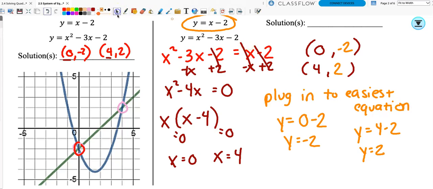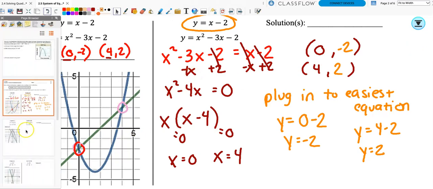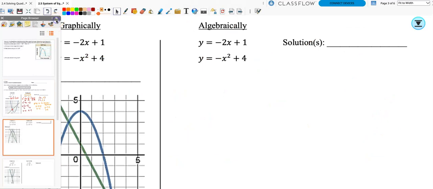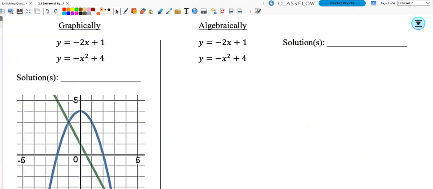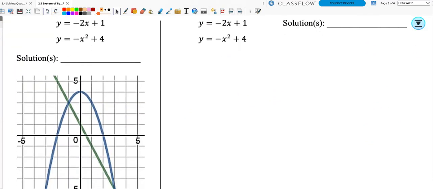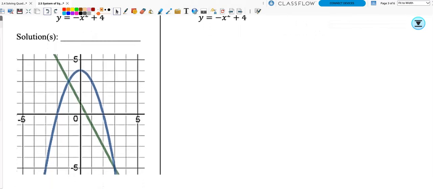Okay, so here's one example. Let's do some more. All right, we've got another graph. I've got a linear and a quadratic. So again, the solution is where it is crossing. It crosses right here and right here. So this ordered pair would be (-1, 3). This answer would be (3, -5).